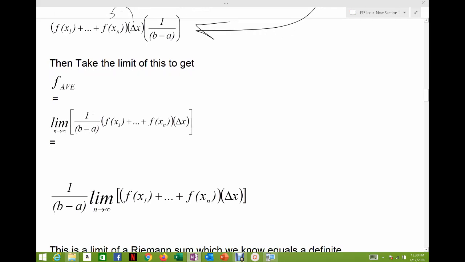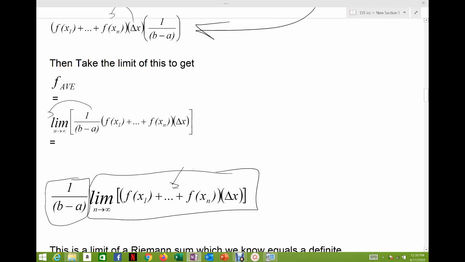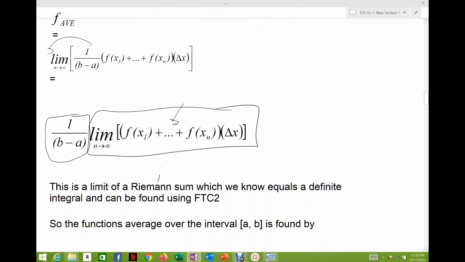And so remember, with the limit, I can pull that out, right? It's just a constant. I can pull it out front. And so I've got this constant out front, and then now it's the limit of my Riemann sum, which I can solve. Now this is the limit that I know how to solve using the definite integral and the fundamental theorem of calculus, right? That's what that limit is.